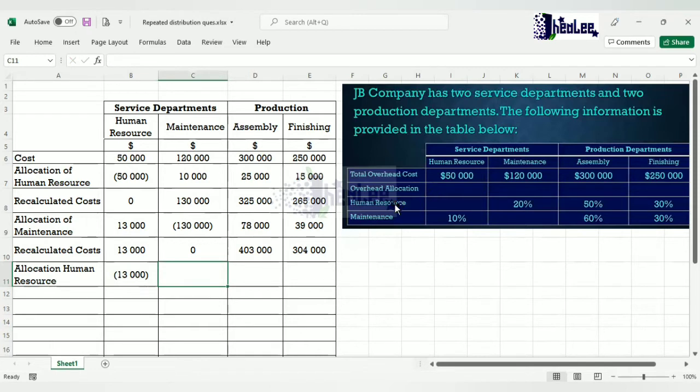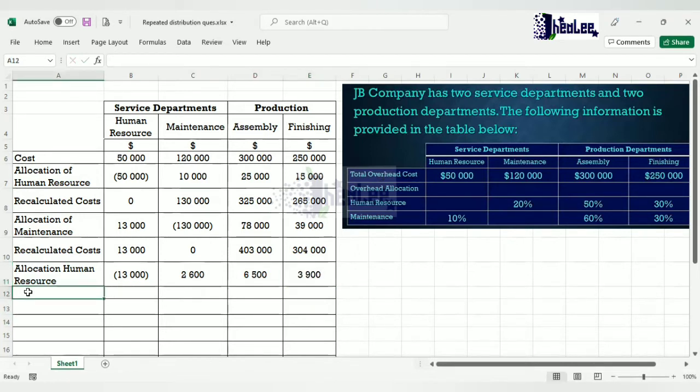Maintenance, back to the question, maintenance is to get 20% of that 13,000. So that would give us 2,600. Assembly, back to the question again, is to get 50% of the human resource. That is 50% of that 13,000, which gives us 6,500. While the finishing department is to get 30% of this 13,000. So that gives us 3,900.